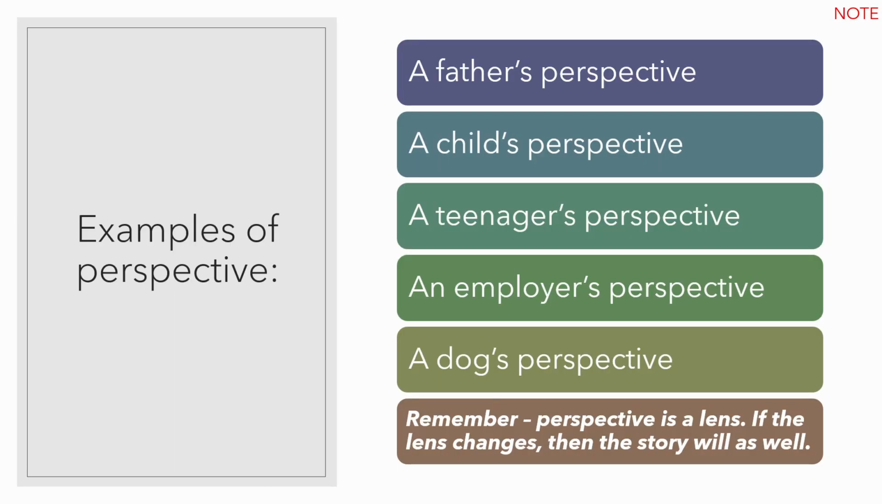So we can determine the perspective in a few different ways. Is the narrator a father? If so, then the story is told through a father's perspective. Is the narrator a child? If so, then the story is told through a child's perspective. We can go on and on. Is it a teenager's perspective? An employer's versus the employee's perspective? A dog's perspective or the dog owner's perspective? Remember, perspective is a lens. If the lens changes, then this entire story will change as well.